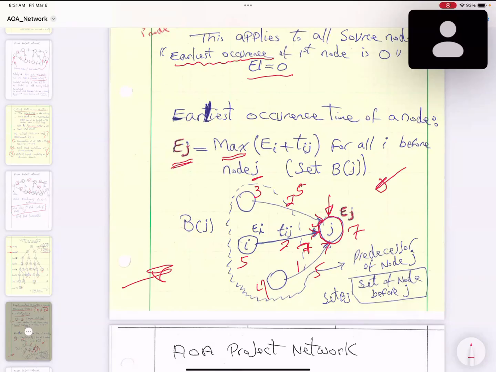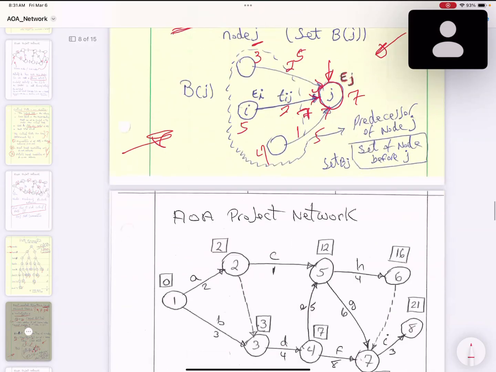You take the predecessor. You pick any node, get its predecessor, and you add E sub i plus T sub ij. T sub ij is the duration, and E sub i is the earliest start of that specific node. You need to learn this logic in order to solve your network. That's the basic logic. Now I'm going to show it here.